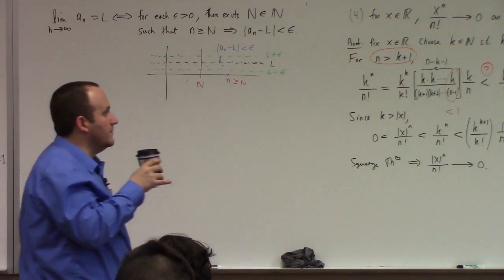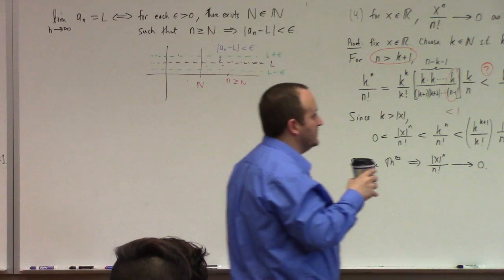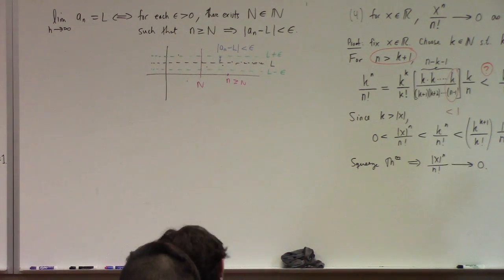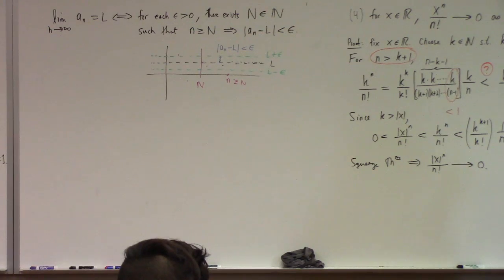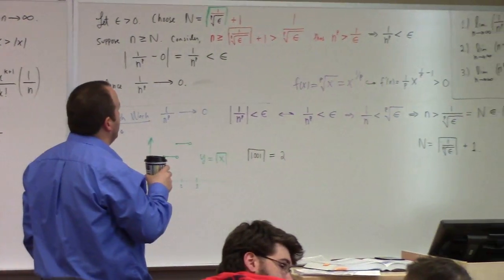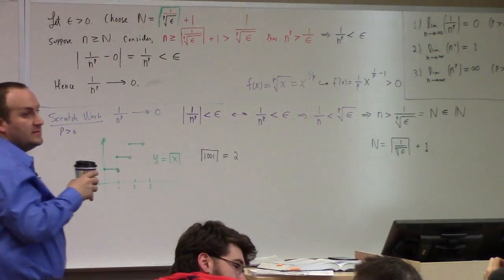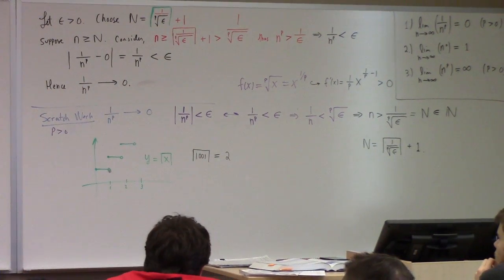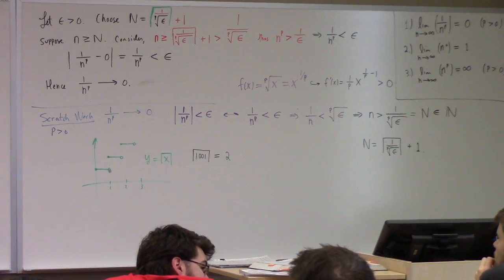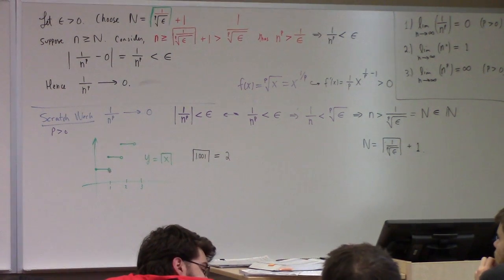What I'm saying is, 1 over the pth root of epsilon, is that a natural number? No, not necessarily. Epsilon could be like pi, and p could be pi. I don't even know what the pi-th root would be.